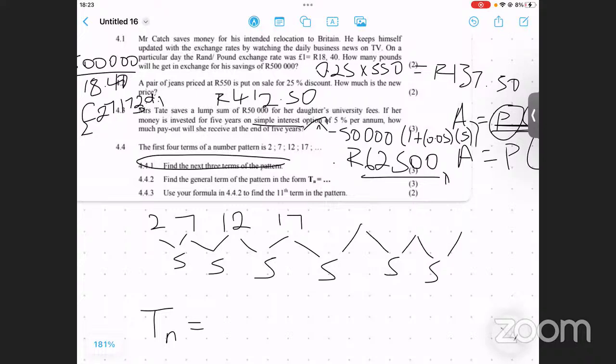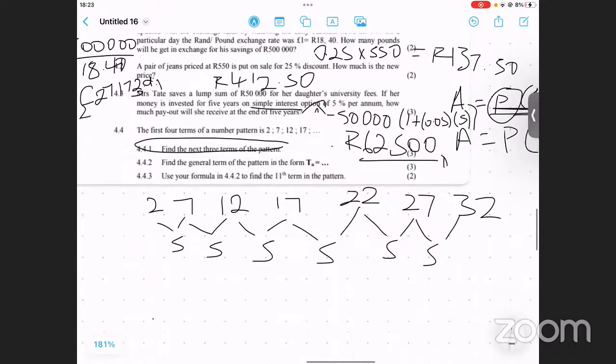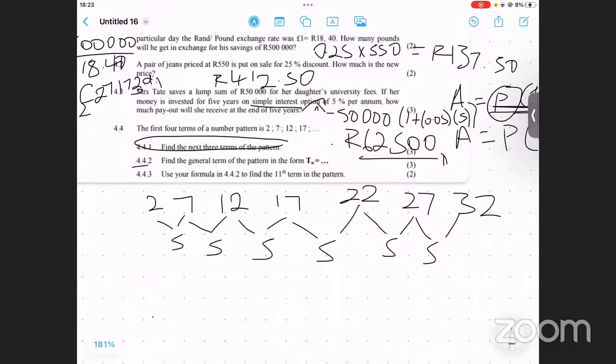Okay, so the first term is going to be 22. So we have 22, then 27, and 32. Perfect. Okay, I see that you were on to 4.4.2 and you can carry on with it.